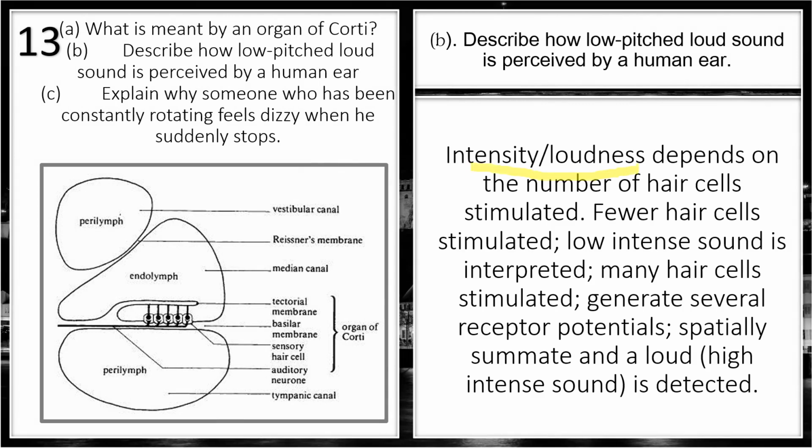Intense loudness depends on the number of hair cells stimulated. So the more cells stimulated, the more loudness. Fewer hair cells stimulated, a low intensity sound is interpreted. If many cells are stimulated, they generate several receptor potentials, spatial summation, and a loud, high intensity sound is detected.